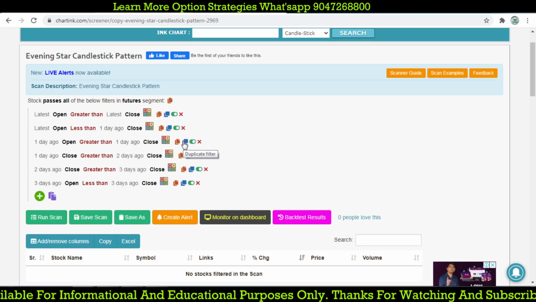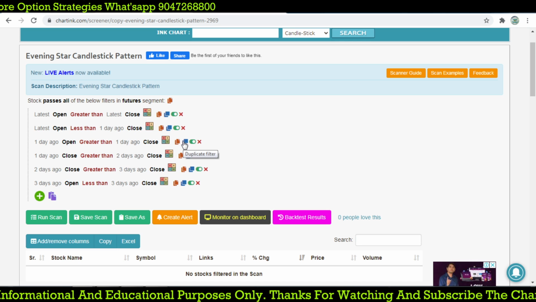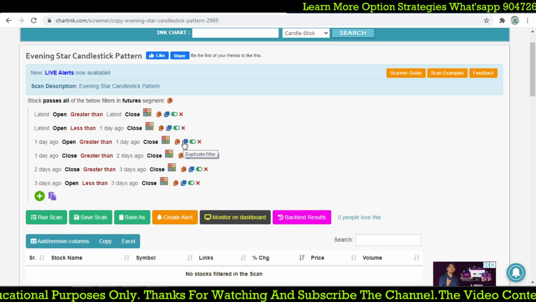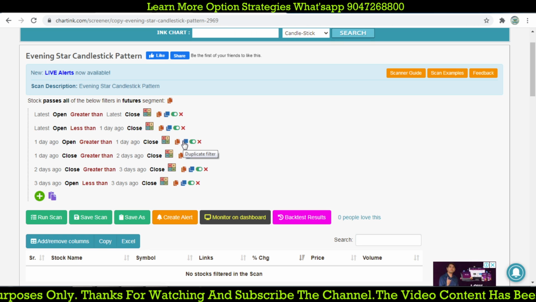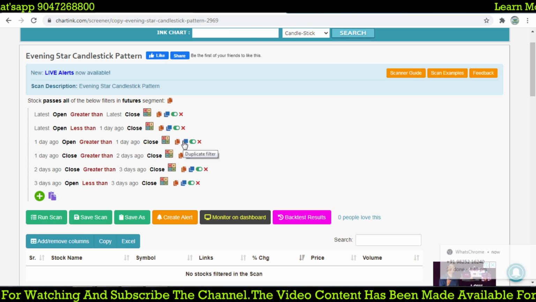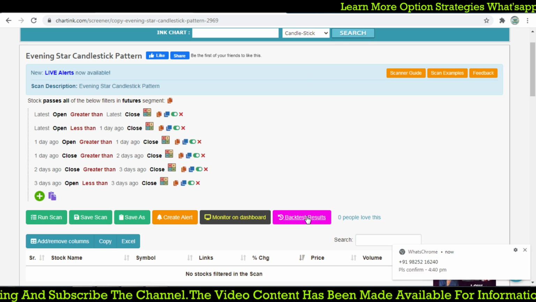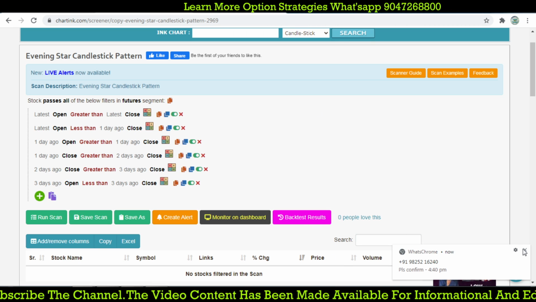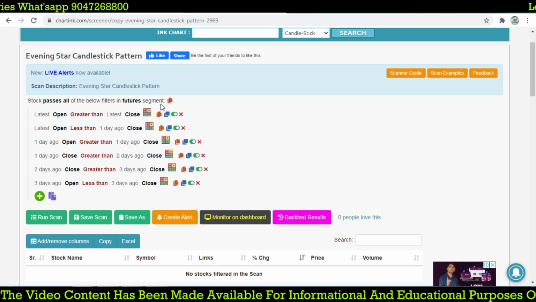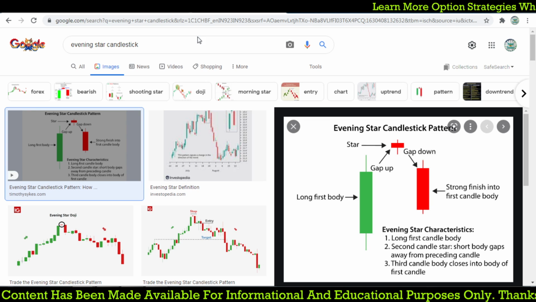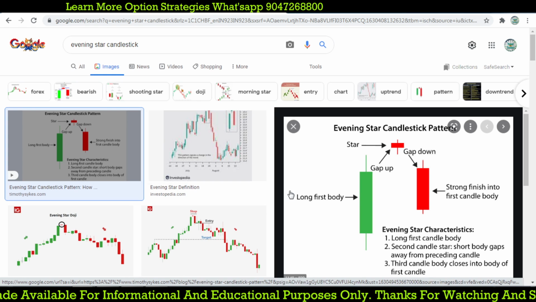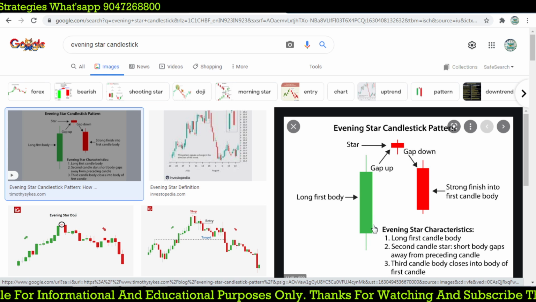I have already made the code for the evening star candlestick pattern. That is a bearish reversal candlestick pattern. When you find this kind of candlestick pattern at the highest level of the market, there is a huge potential that the market is going to reverse, right? That is why we are waiting for that. This is the code, and first of all we will see what the evening star candlestick pattern is. It looks like this.